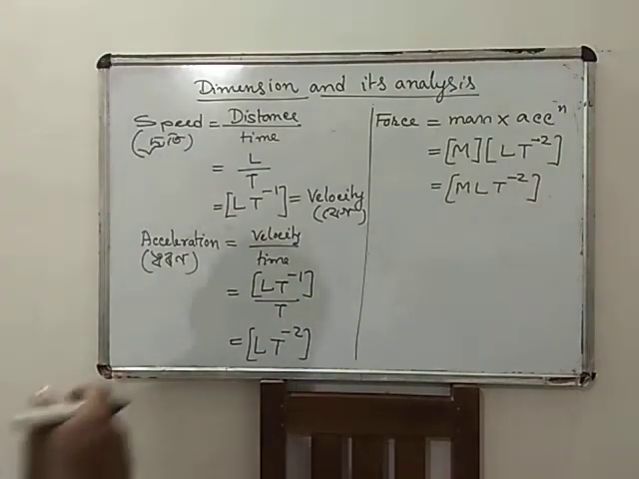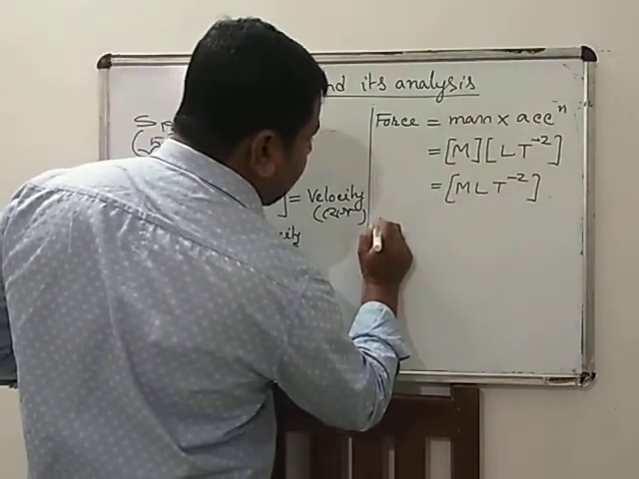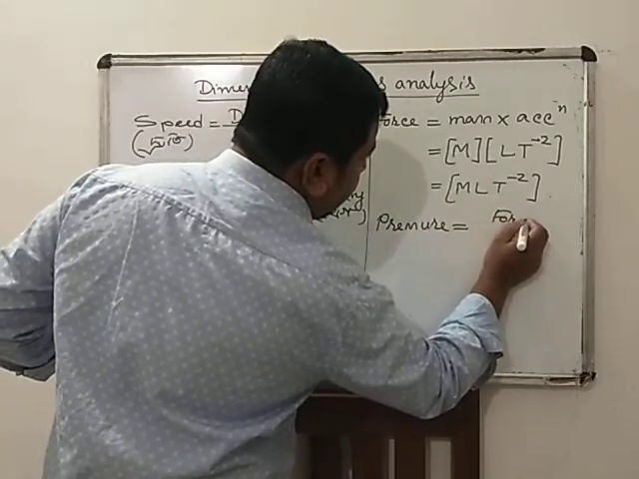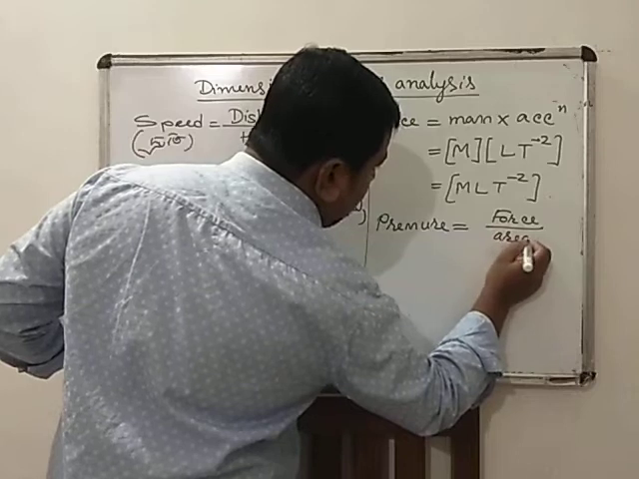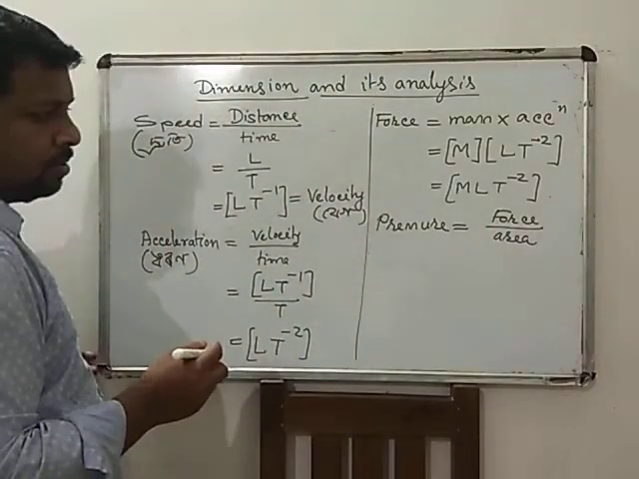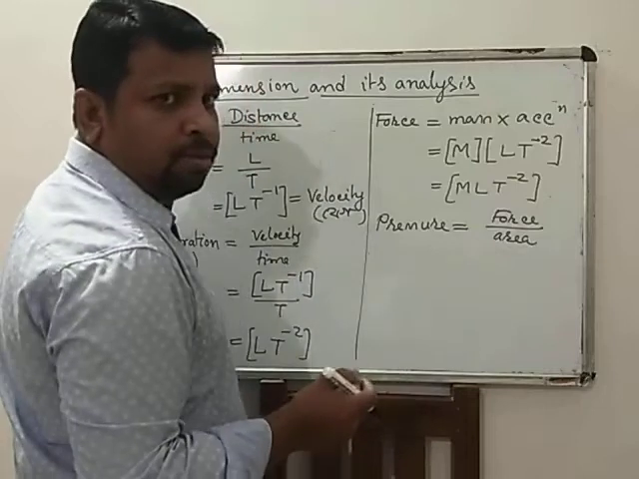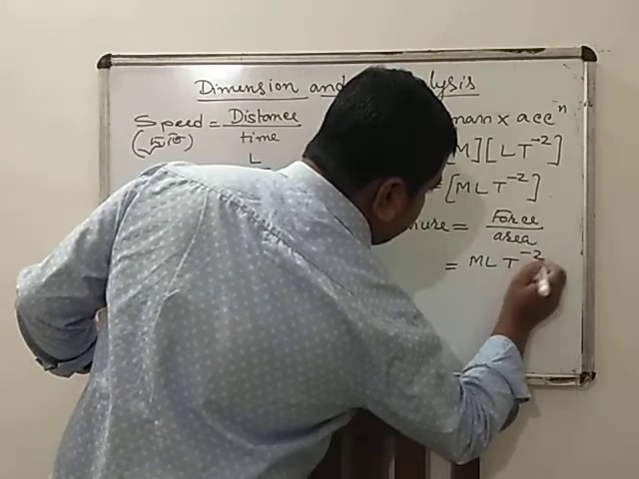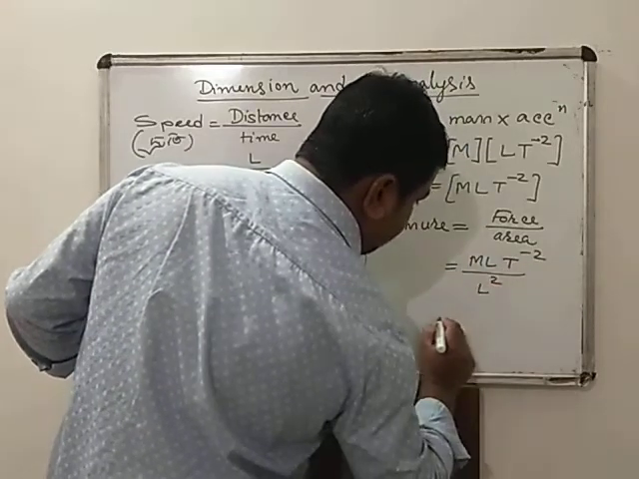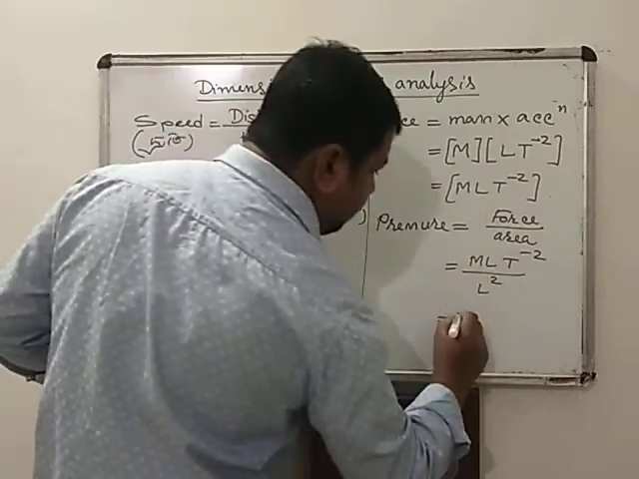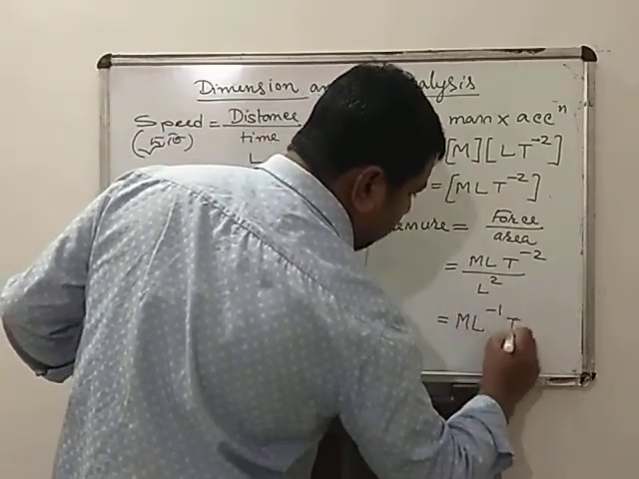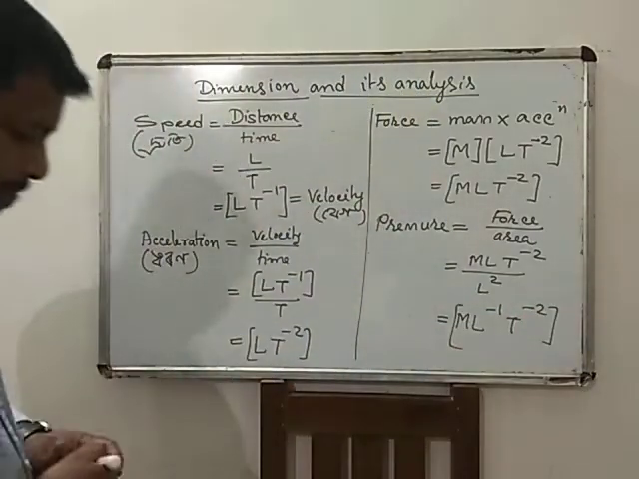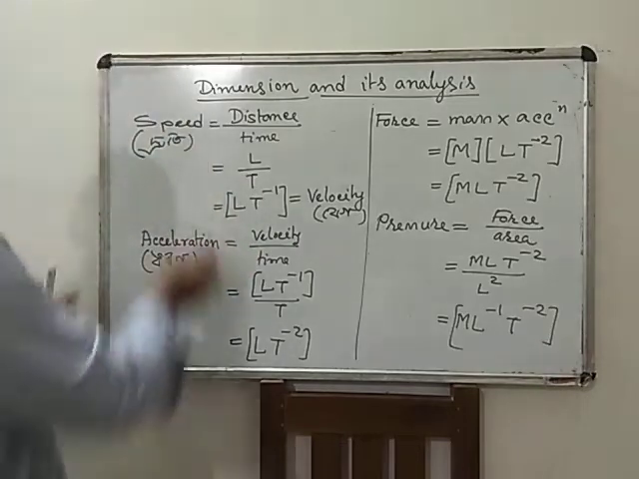Next, pressure. Pressure is force by area, force per unit area. Force means M L T inverse 2, area means L square. So one L cancels, giving M L inverse 1 T inverse 2. That is the dimensional formula of pressure.